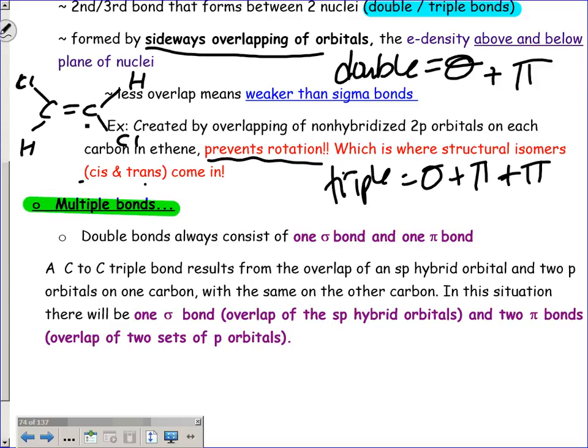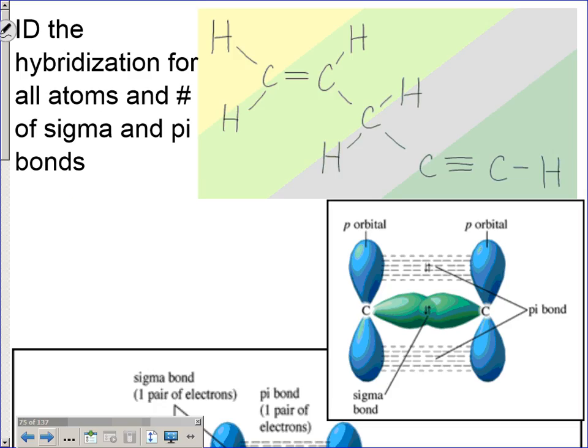Okay, I have one more example for you. With this structure, you should be able to identify what kind of hybrids would occur on each of the carbons. So let's label these carbons 1 through whatever. Where do I start labeling carbons? Why? Where's the longest chain? Where do you prioritize? Triple bond. So you start on the right. This is carbon 1, carbon 2, carbon 3, carbon 4, carbon 5.